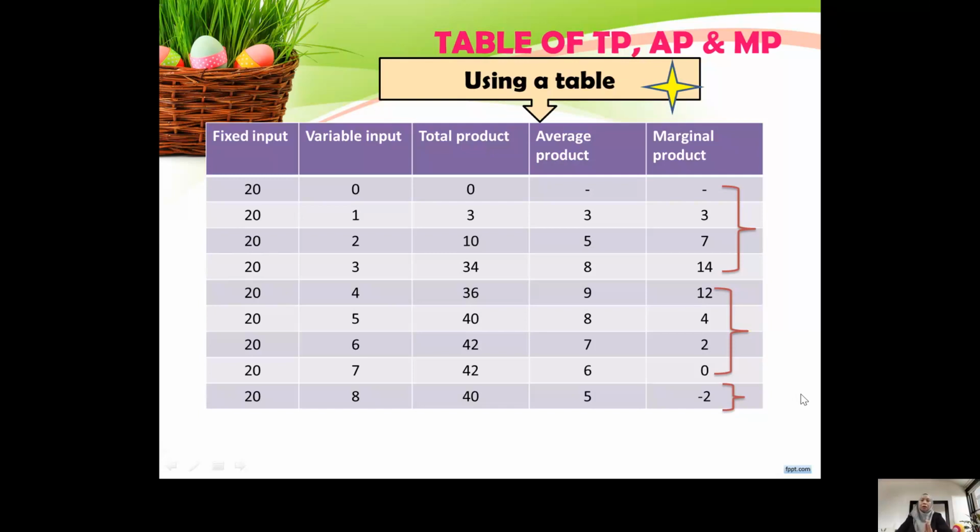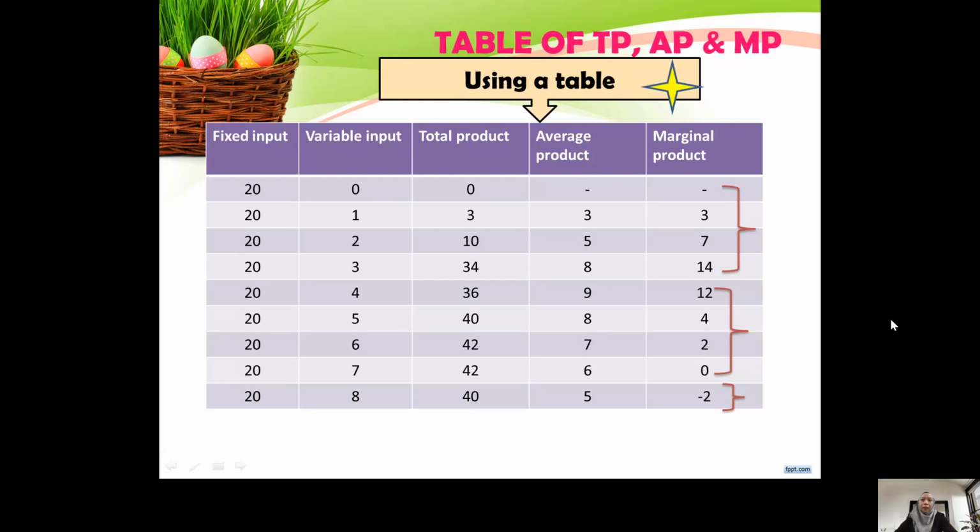Before this, we know the total product, its definition and formula, and we also know the definition of average product and the formula to calculate it. We also already touched on the marginal product, its definition and the formula to calculate it. So for today, we will concentrate on how to convert the data in this table, to draw a curve, to convert all these data by using a curve.